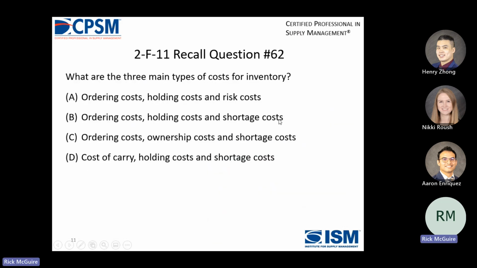All right. What are the 3 main types of costs for inventory? So which one doesn't belong with the others? Or no, which one is the 3? So you kind of compare them all together and see how they're different. I would lean towards B, ordering cost, holding cost, and shortage cost. Yeah, because these two are pretty close. It's just the difference in risk costs. I would go with B too.